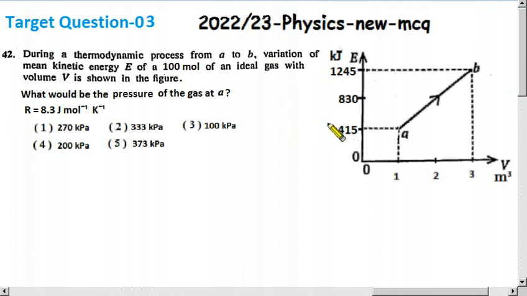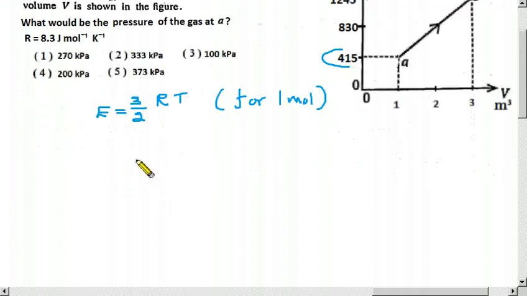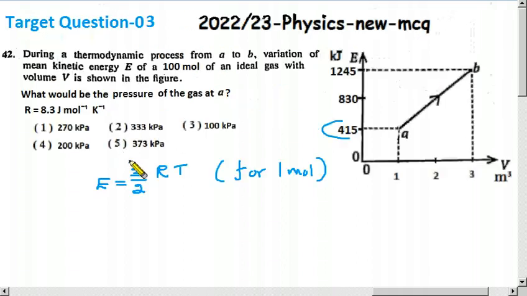First of all, we have to find out the temperature at point A, as previously we did. So we use E equals 3 divided by 2 times R divided by Avogadro's number. But we don't have to use Avogadro's number because we are writing this equation for 1 mole, without Avogadro's number. Then we get the equation for the mean kinetic energy of 1 mole.